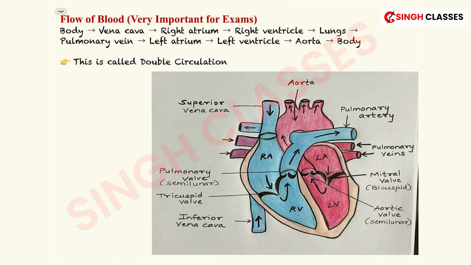In humans, there are two types of circulation: pulmonary circulation and systemic circulation. In pulmonary circulation, deoxygenated blood goes from the heart to the lungs to get oxygen and then returns to the heart. In systemic circulation, oxygenated blood goes from the heart to all parts of the body and then comes back to the heart after delivering oxygen. Thus, because blood enters the heart two times in one complete round, it is called double circulation.